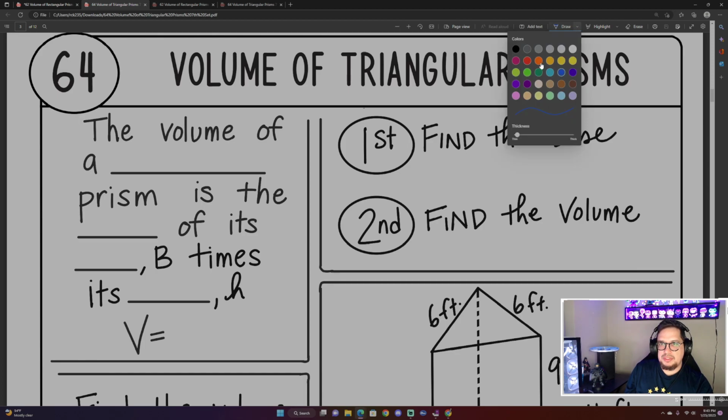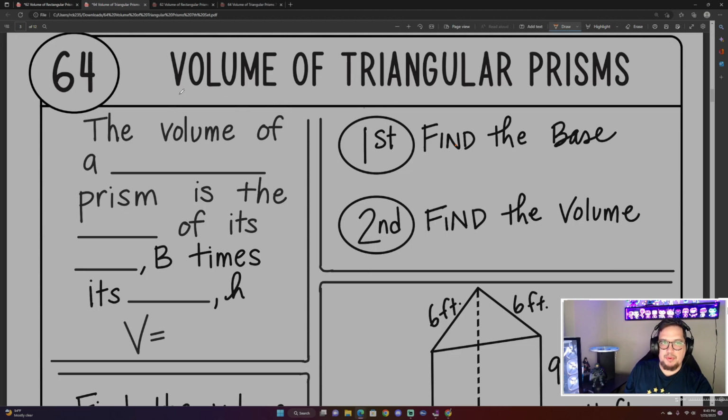Let me open this up. Let's use a different color this time. All right, so now we're working with volume of triangular prisms. I'm sorry, not pyramids. So your triangular prisms are going to have triangles as your bases. So you need to know the formula for area of a triangle, okay? But we'll get to that in just a second. Let me open up the other notes here.